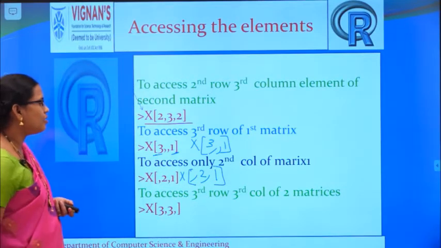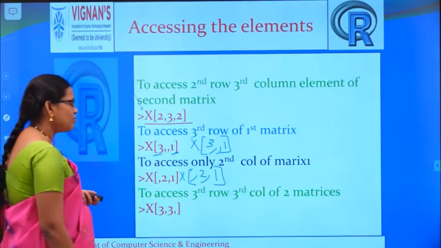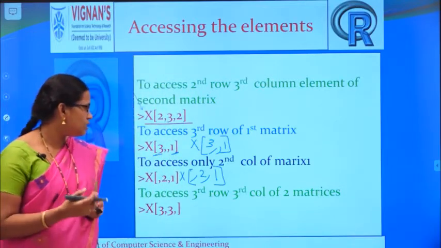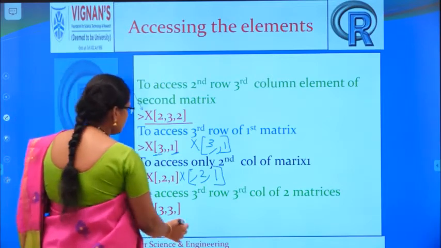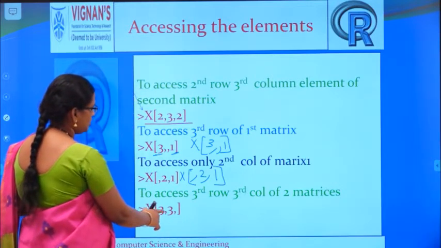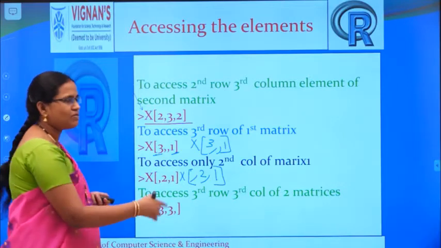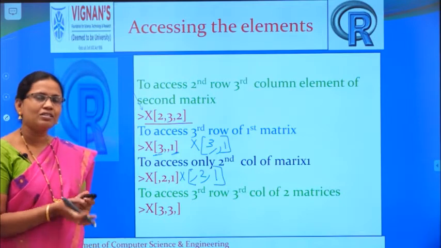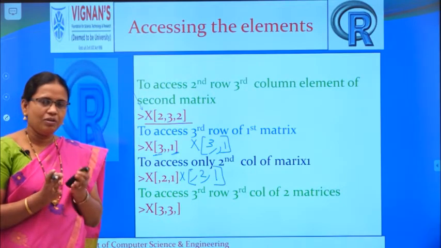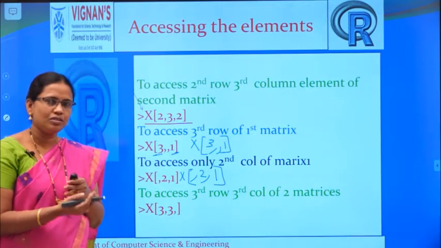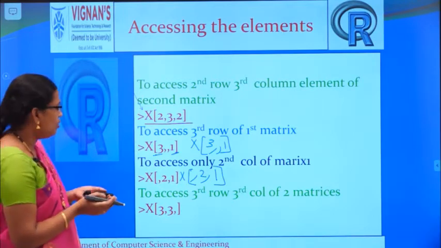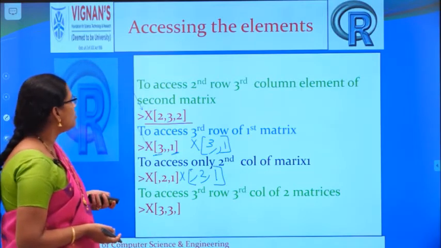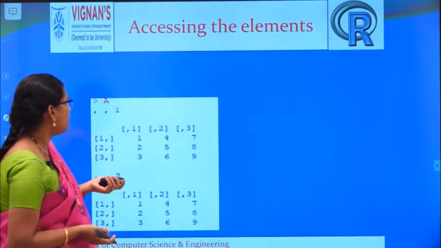And then to access the third row, third column of two matrices: if we have two matrices and you want to access all the elements at third row, third column, what will you do? You give x of 3 comma 3 comma, and don't specify the matrices, just leave it empty. By giving it like that, you will be able to access the elements of all the matrices, those present at the third row, third column of the matrices defined in the array. So like this you will access the elements of a matrix.